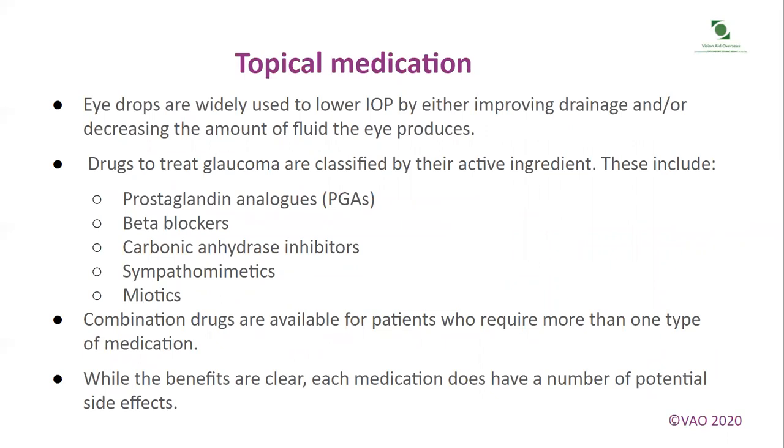Topical medication. Eye drops are widely used to lower IOP by either improving drainage and/or decreasing the amount of fluid the eye produces. Drugs to treat glaucoma are classified by their active ingredient. These include prostaglandin analogues, PGAs, beta blockers, carbonic anhydrase inhibitors, sympathomimetics, miotics. Combination drugs are available for patients who require more than one type of medication, and while the benefits are clear, each medication does have a number of potential side effects.